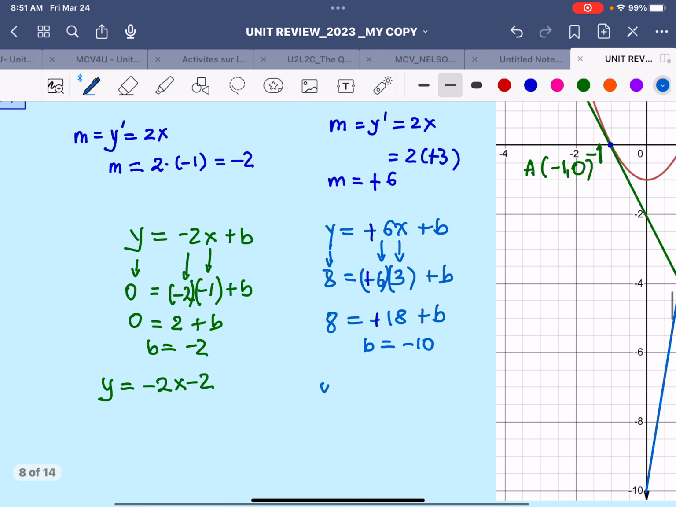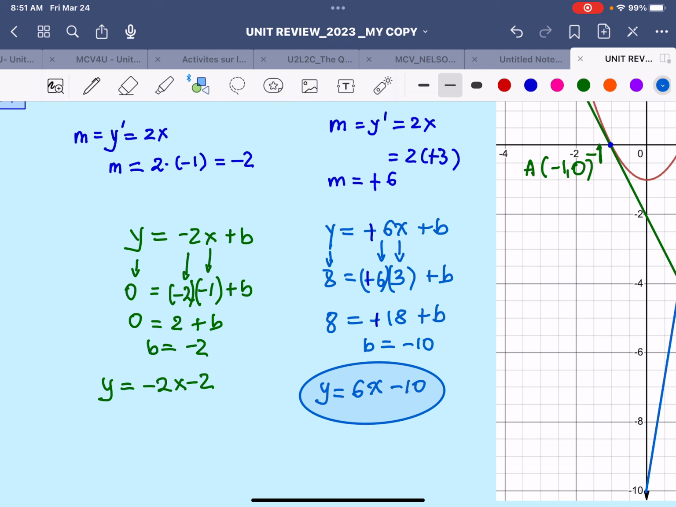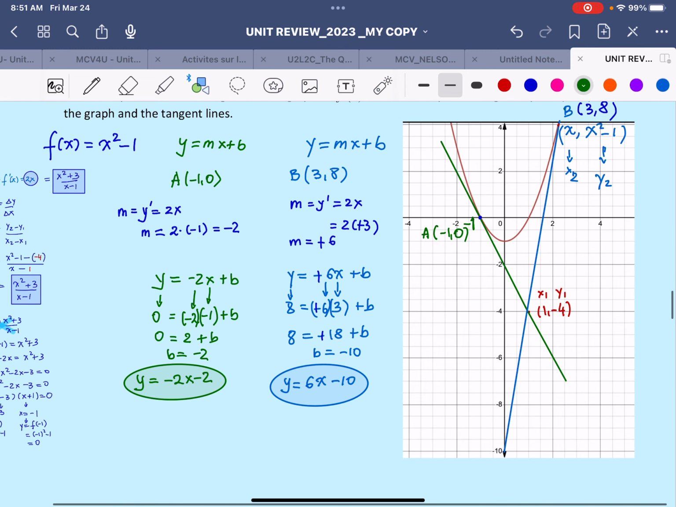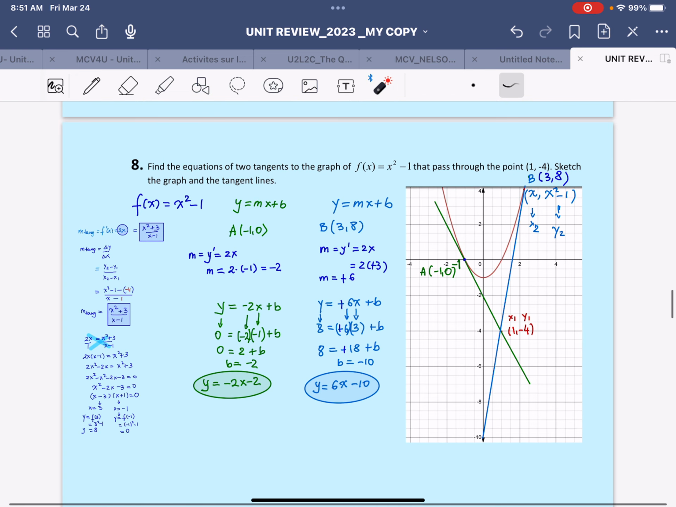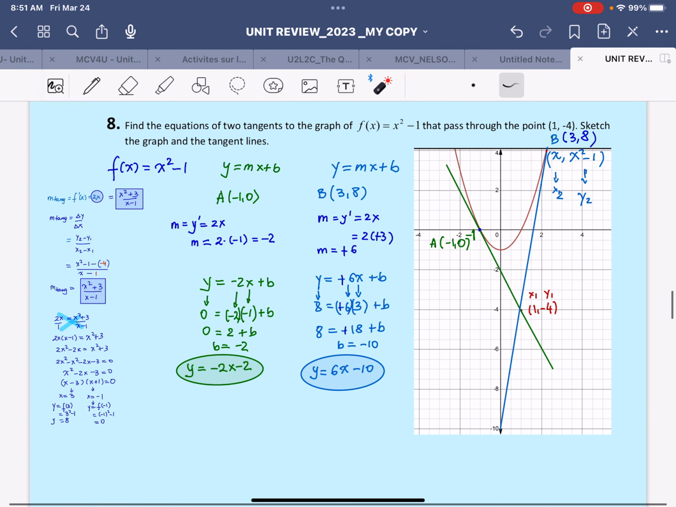And with this, we have found the equation of the second tangent line, and this would be 6x minus 10. As you can see from the graph, approximately we can say that the tangent lines are drawn with quite some accuracy, as a matter of fact. So let's double check in here. Yep, that's all. So I hope this made sense, and thank you for learning with me. Bye for now.